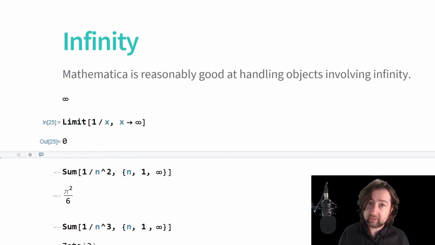So rather famously, the sum of the reciprocals of the squares is equal to pi squared over 6. Whether it's being done algorithmically or because Mathematica has been hand programmed to produce this result, you can compute the same exact thing in Mathematica using the Sum command. So the sum of 1 over n squared as n runs from 1 to infinity is pi squared over 6.